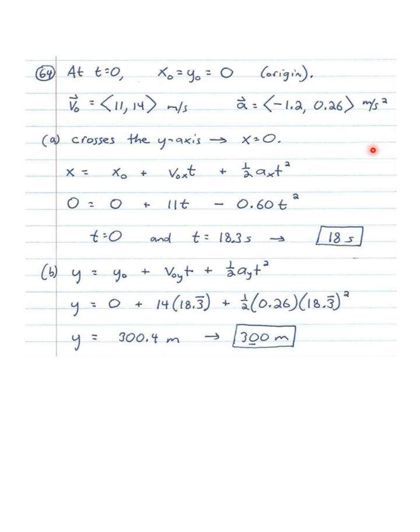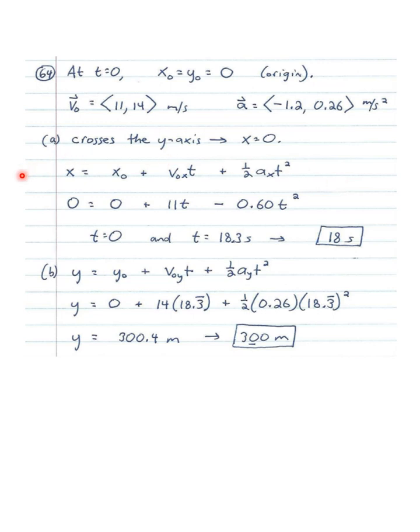So let's solve for that. We want to know time. We know the initial velocity. We know the acceleration. And it says in the problem that it starts at the origin. So x naught is 0. y naught is 0 as well. And we want to know where x is equal to 0.